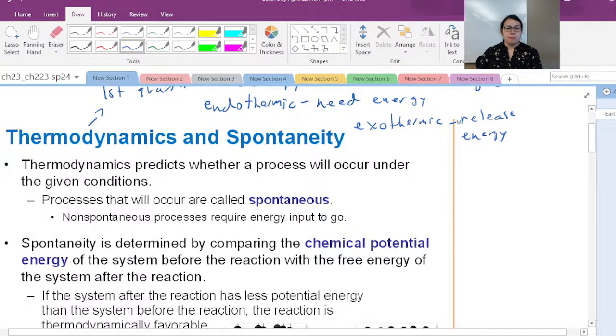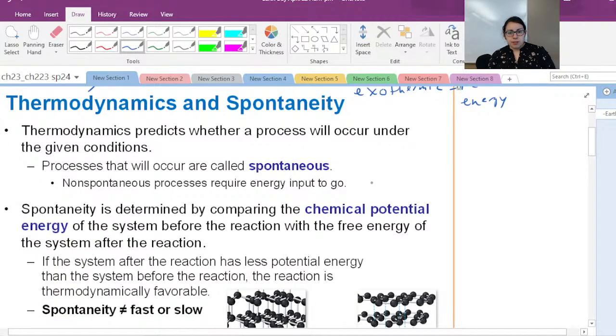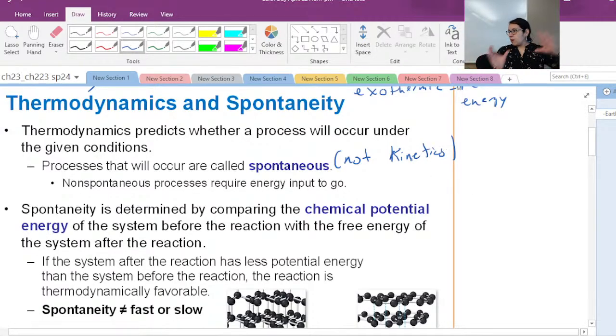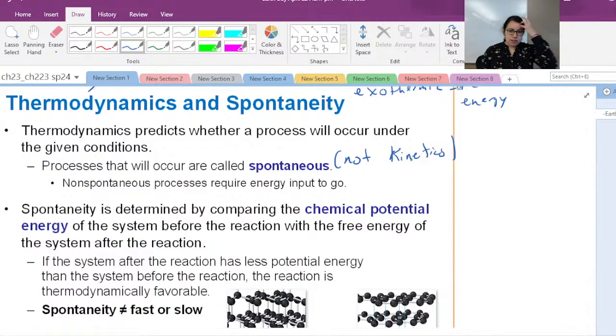And the other thing is, this is not kinetics. What I mean by that is whether it goes or not has no bearing on how fast. And we'll get into that in a second. So we're just saying, is it going to go? It could be on a really long time scale. That's separate, right? Our kinetics, we always have to measure separately with our reaction. We have to have our experimental data for that.